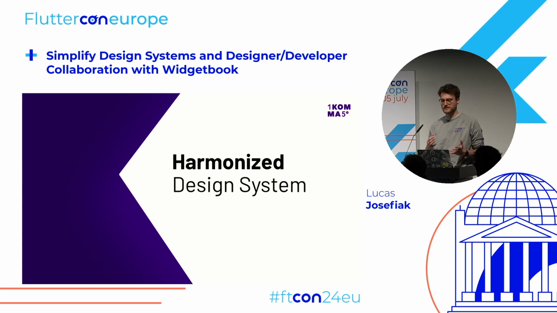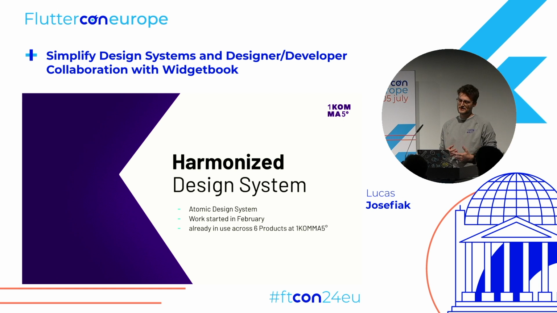And we thought about whether we should go the Material route because our apps are in Flutter, but quickly decided against it because we have some other projects that use different tech stacks, and those developers don't really like Material. Maybe some Flutter developers also don't really like Material. And also what we noticed is that our designers did not really like Material either. And so we decided we let our designers more or less choose how they want to work with it. And so our design team set up an atomic design system. We started with this in February, and we are already using this across 6 products at 1,5 grad.